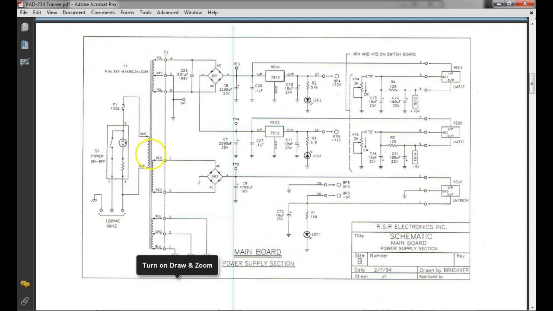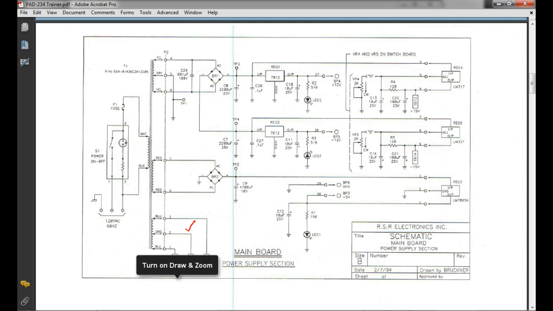So here's the transformer that we showed y'all the other day. It's a multi-winding output. It's got a single primary, but it's got a multi-winding secondary. This is the one that you're going to connect to down here. It's a center tap transformer, a 12.6 volt center tap transformer. This is the one we'll be using inside the trainer.